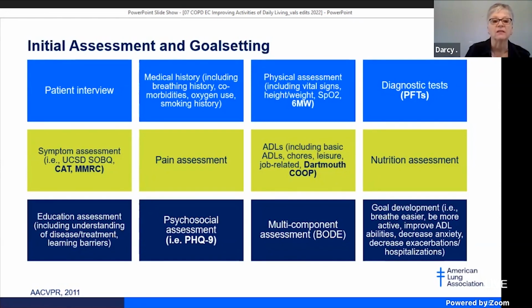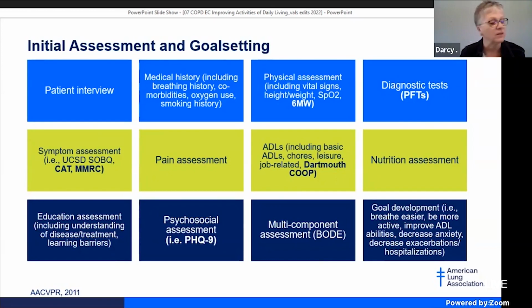educational assessment, including the understanding of disease treatment and learning barriers. There is a nice true-false questionnaire in the AACVPR Pulmonary Rehab Handbook, and or you can make up your own. A psychosocial assessment. There are a variety of different ones out there. Our program happens to use the PHQ-9.